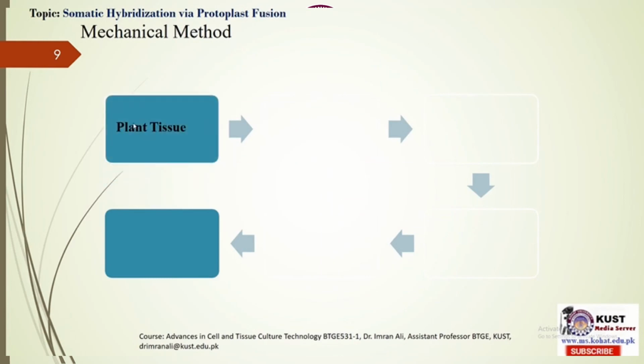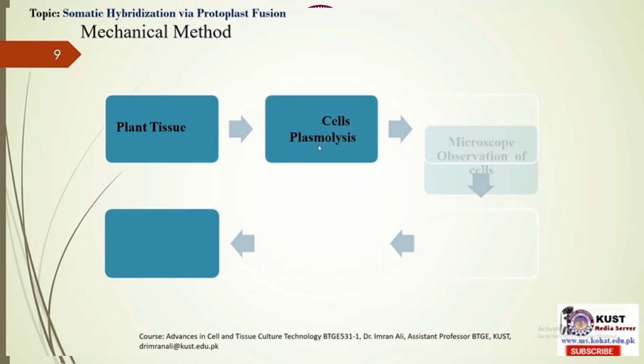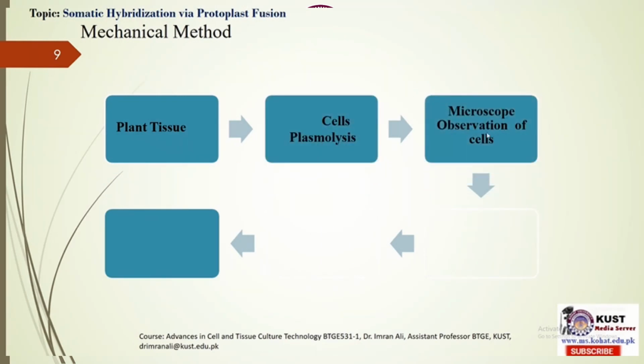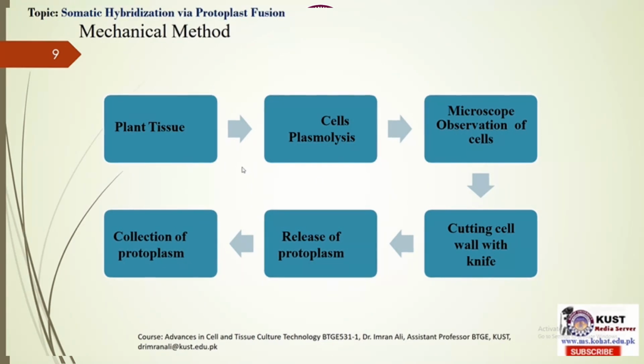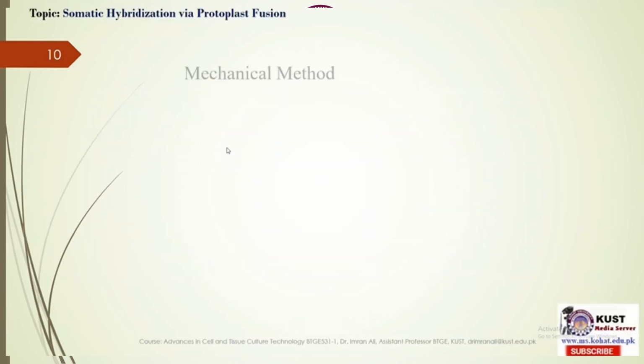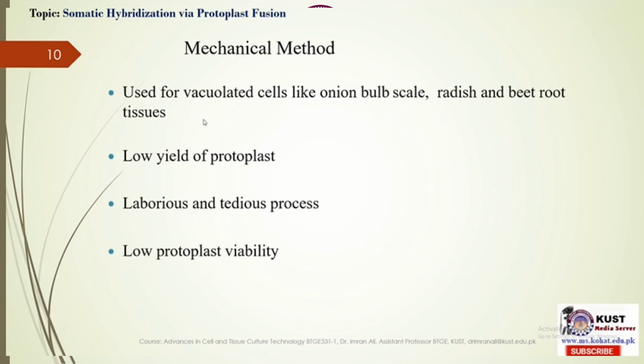Now, in mechanical method, we start from taking the plant tissue. The cells are plasmolysed, and then we observe them under the microscope. We cut the cell wall with a knife, which can release the protoplasm or the protoplast, and finally we collect the protoplast. The technique looks very simple, but it has some limitations. We will discuss what limitations it has.